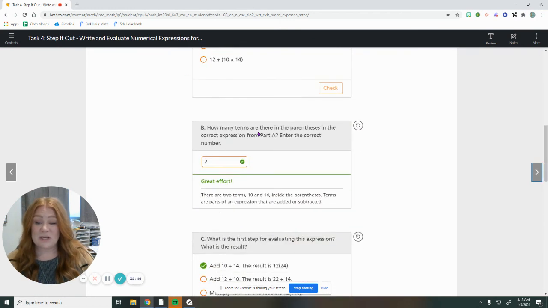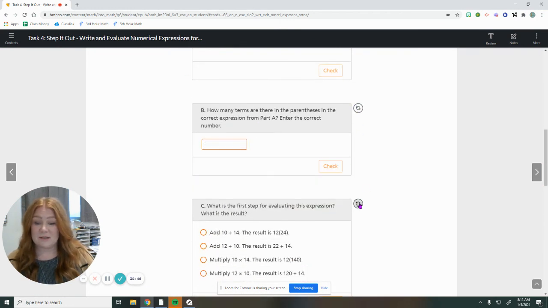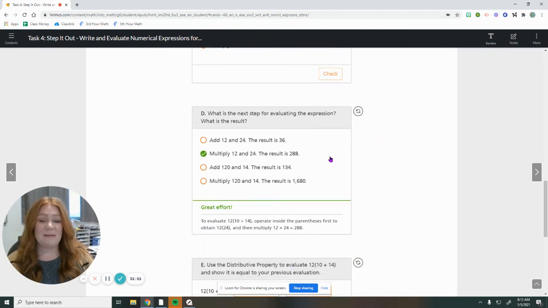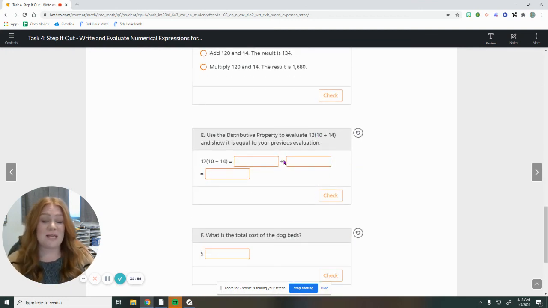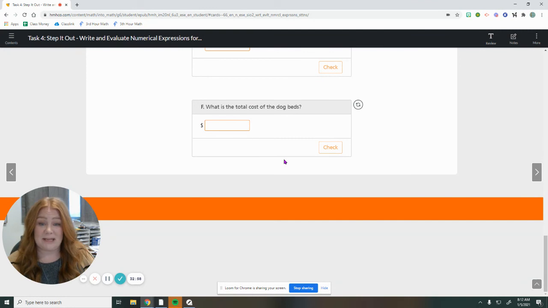So what expression would we use? I was checking all my answers first to make sure I knew what I was doing. And step by step, how would we break that up? And then could you use that distributive property there?